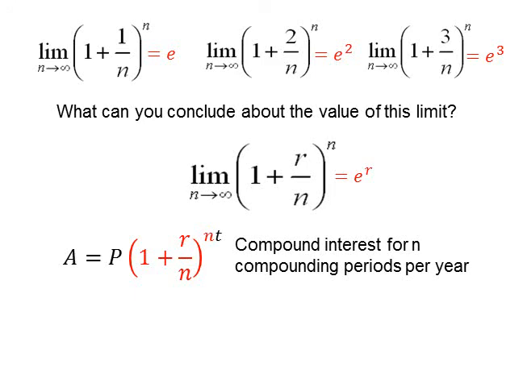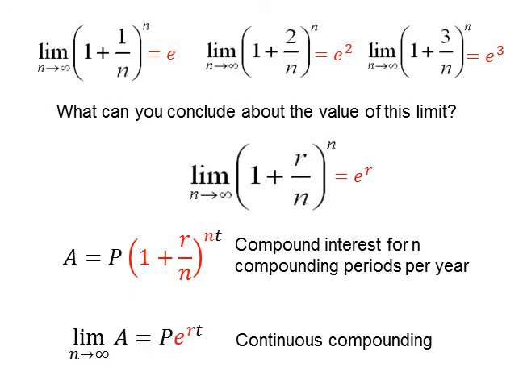Continuous compounding could be represented by an infinite number of compounding periods per year. The limit of the red part as n goes to infinity we just found is e to the r. So the limit of the account balances as n goes to infinity would be p times e to the rt, which is the formula you learned in Algebra 2 for continuous compounding. We'll actually prove this using limits at the end of this unit.